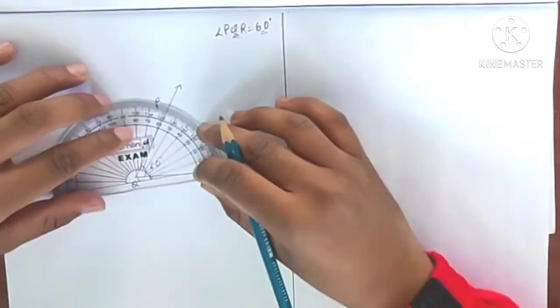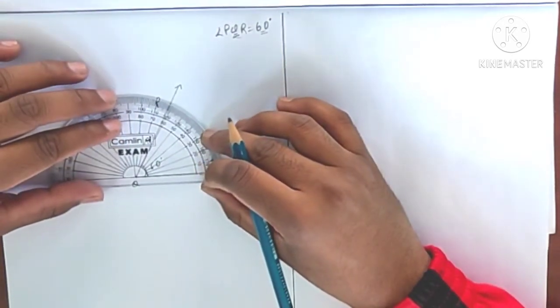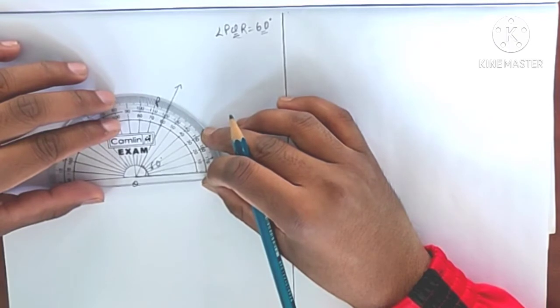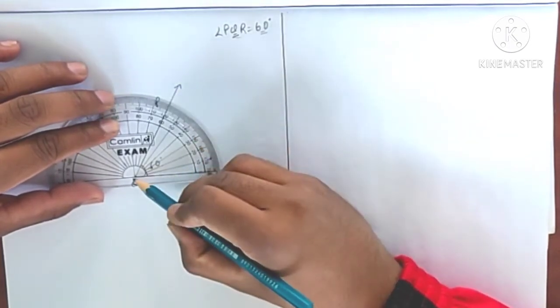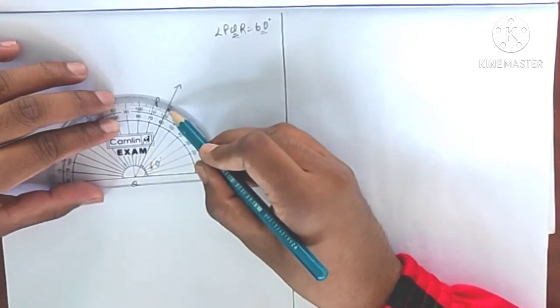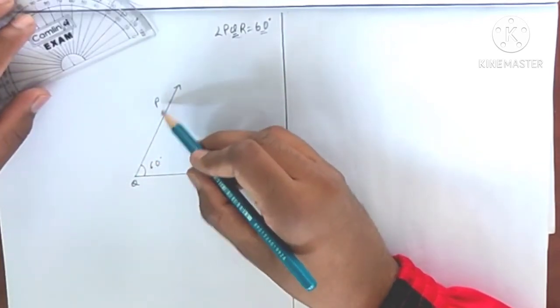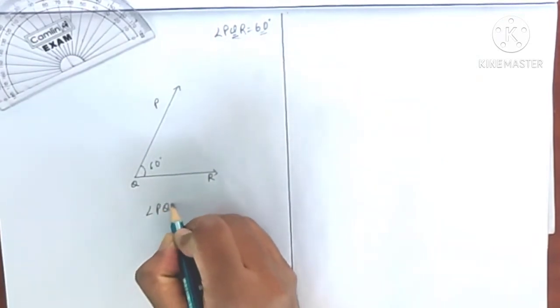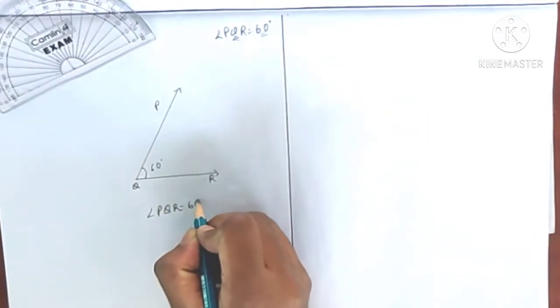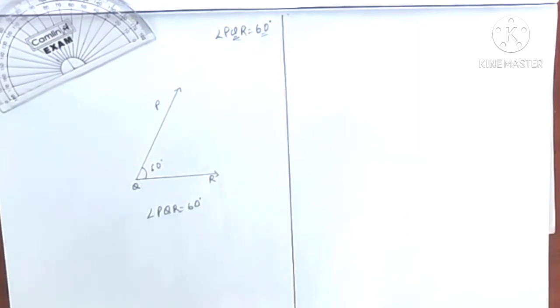If you want to confirm it, you just put the vertex at Q and match the baseline here, and you will see that this QP is exactly equal to a 60 degree angle. PQR is 60 degrees. Thus we have got angle PQR equal to 60 degrees. So I hope you have understood how to draw an angle.